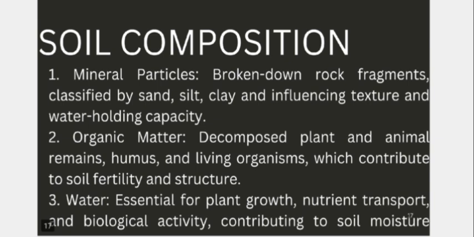Next is water, essential for nutrient transport, plant growth, and microbial activity. Water is the soil's delivery truck and a kitchen for plants and creatures. It carries the food from the soil to the plant roots so they can grow. Also, just like we need water to live, tiny bugs in the soil need it to do their jobs, like breaking down old plant stuff. So water is super important for keeping everything in the soil alive and working properly.